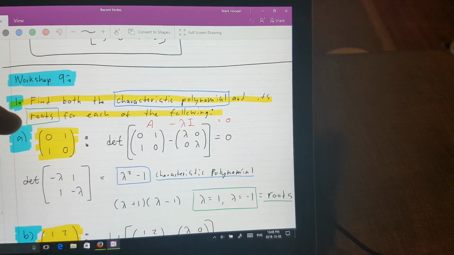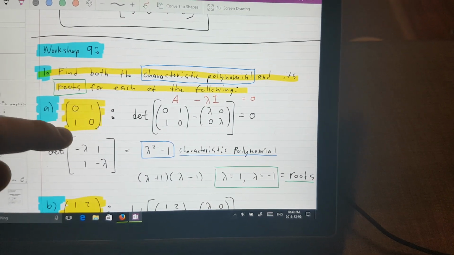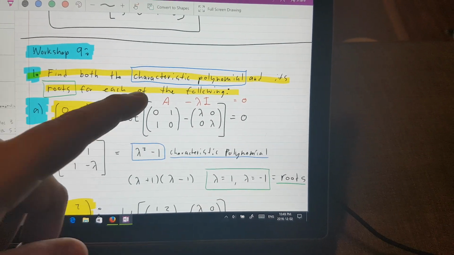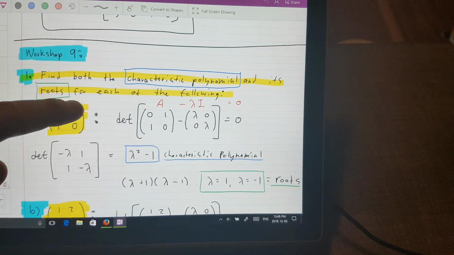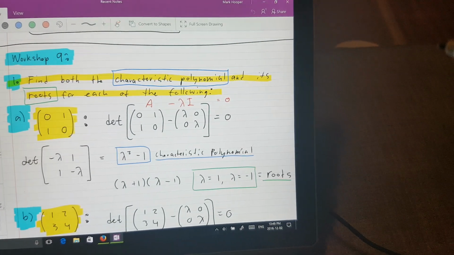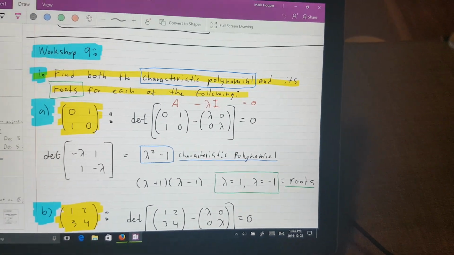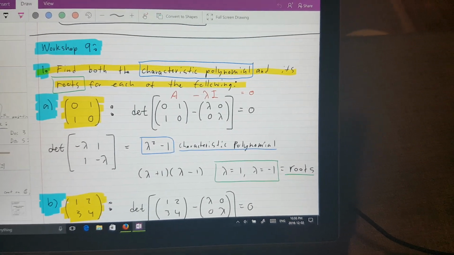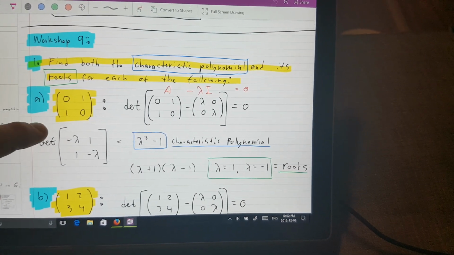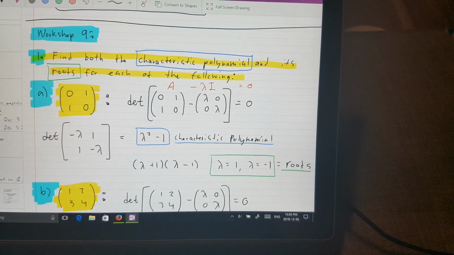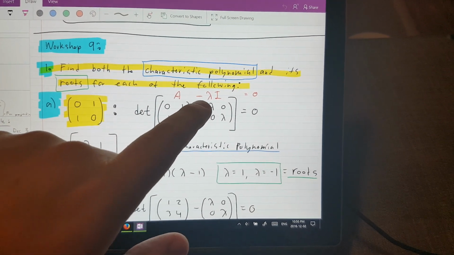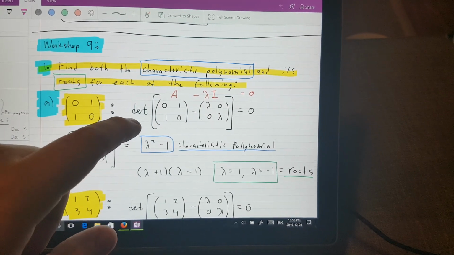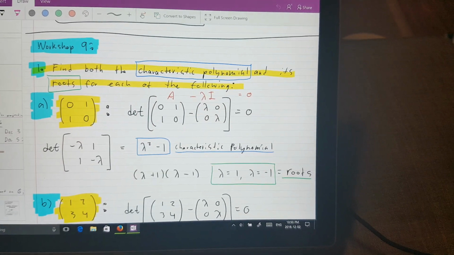Fine. Okay, so workshop 9, this is eigenvalues and eigenvectors. So we're going to find both the characteristic polynomial, which is something that looks like that, and its roots. So you're going to solve for lambda. So you're looking for the eigenvalues for each of these following matrices. So we got this matrix. There's a formula: the determinant of A minus lambda I equals 0.